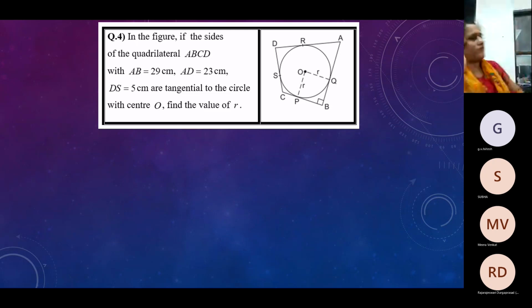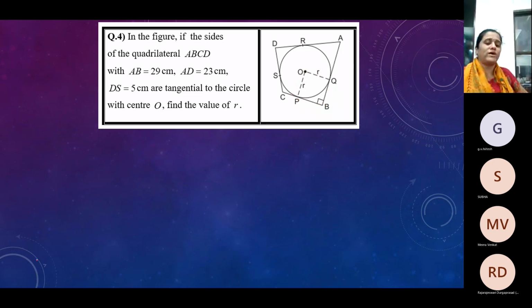Now always remember, I've told you, we have done this in the class. Now in this figure, you'll have to first prove that OPBQ is a square. We'll have to prove that this one is a square.